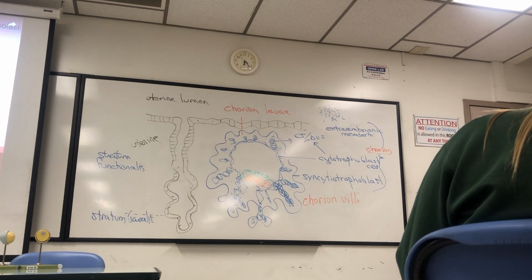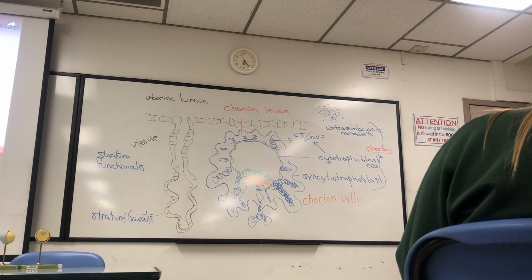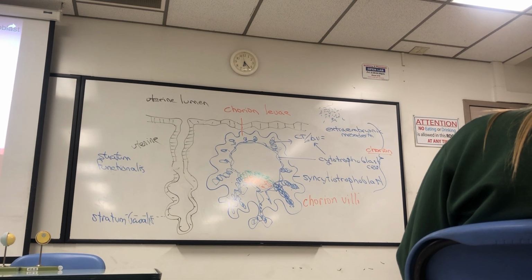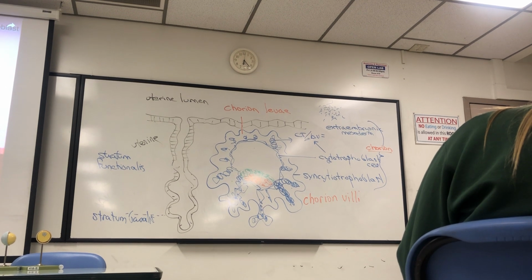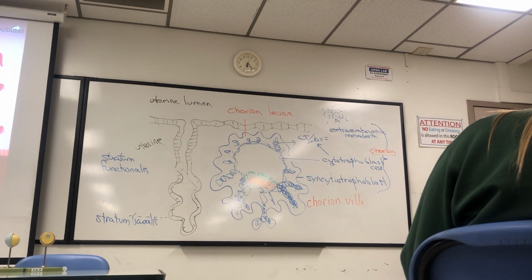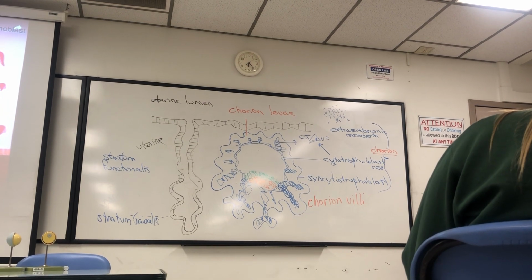So it really looks like little rootlets of a plant that you pulled out of the dirt. And it has all these branches that provide the surface area for nutrients and waste material to be exchanged with maternal blood. Now, you'll notice that we have the maternal tissue down here.